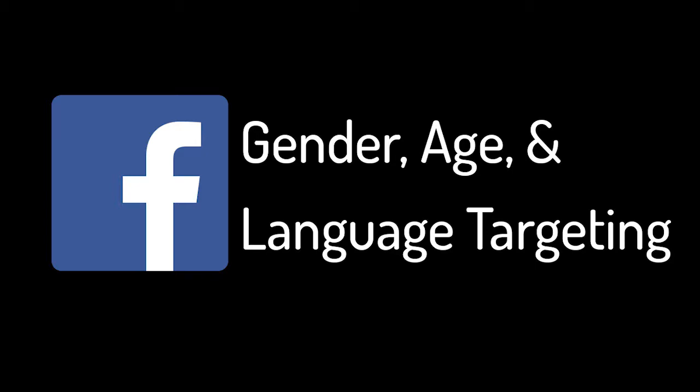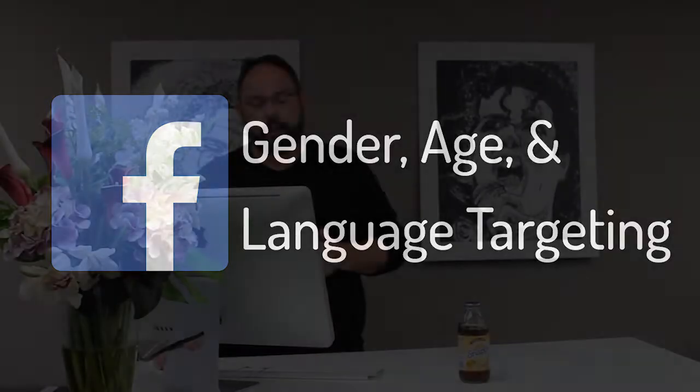Next section is the age, gender, and language targeting section. This is really kind of a quick section that we're going to jump right over, but basically you can target people by gender, male, female, or everybody, by age, anyone from 13 all the way on up, or by language.